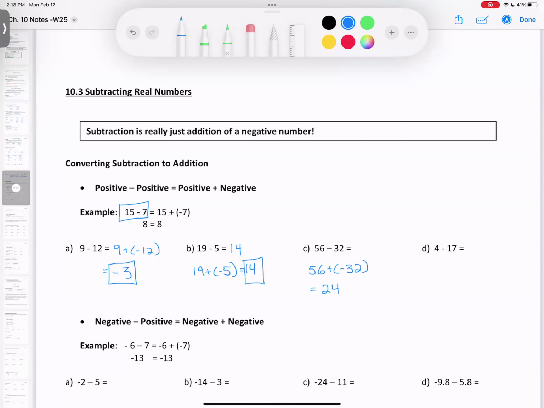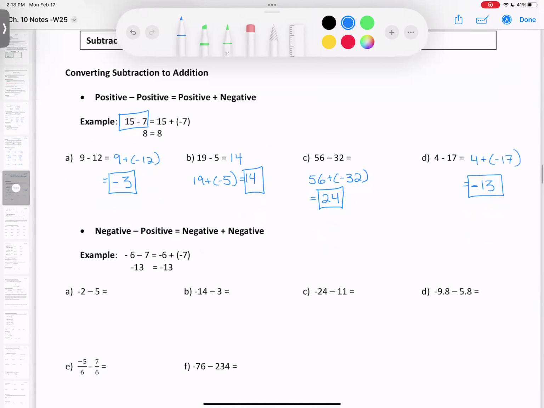Let's try this box in my answers. It's always nice. And then we've got 4 minus 17. So we can think of that as 4 plus negative 17 if we want. We're going to take the bigger number minus the smaller because we've got one positive number and one negative number. So we're going to have 17 minus 4 gives us 13. We take the sign of the bigger number, which is the 17. So we get negative 13.